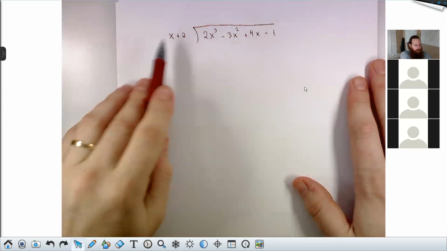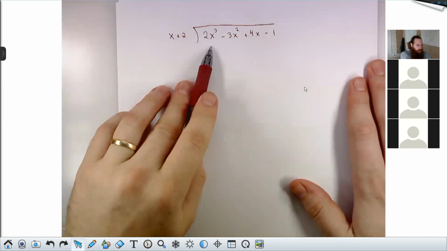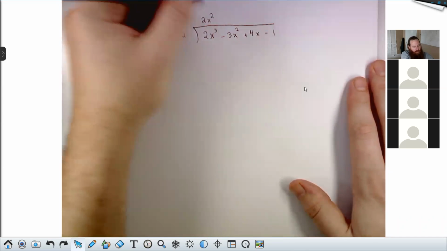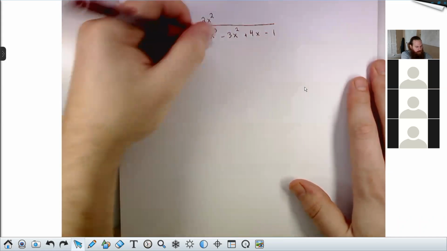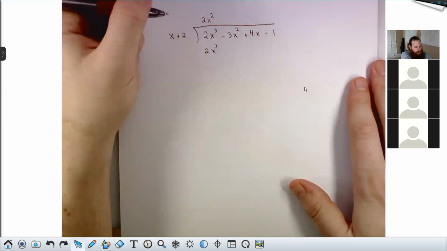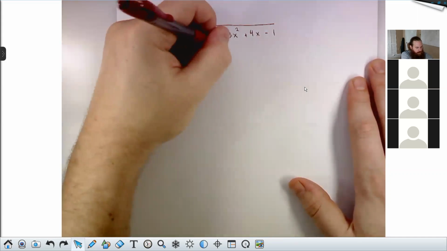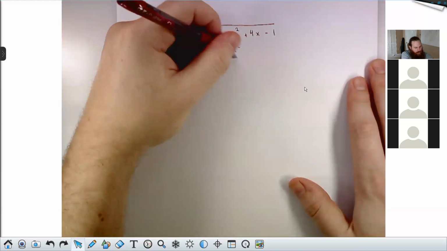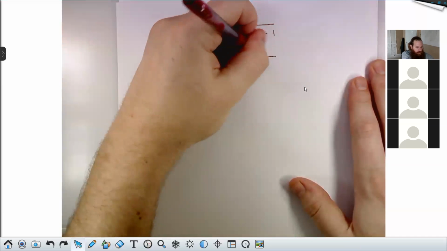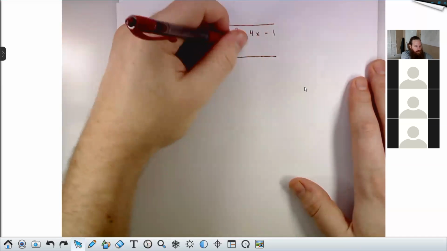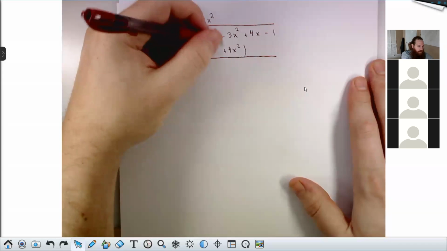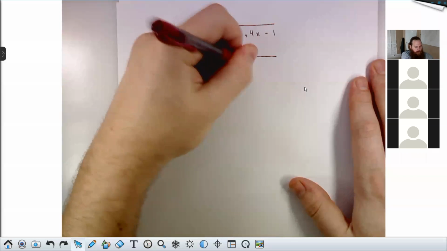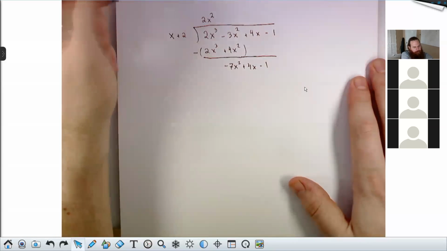So I pay attention only to the lead terms. To turn x into 2x cubed, I would multiply x by 2x squared. 2x squared times x plus 2 is 2x cubed plus 4x squared. And then when I subtract these, I'll get 0 here, and then minus 7x squared plus 4x minus 1.